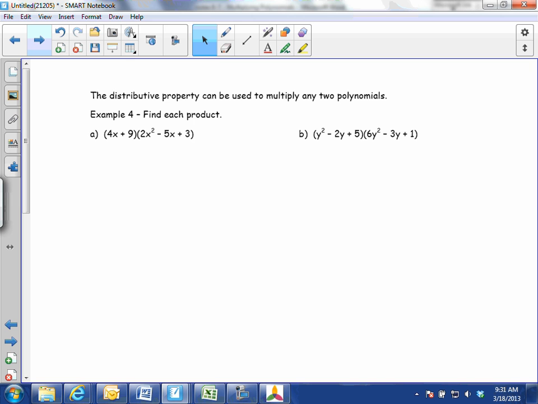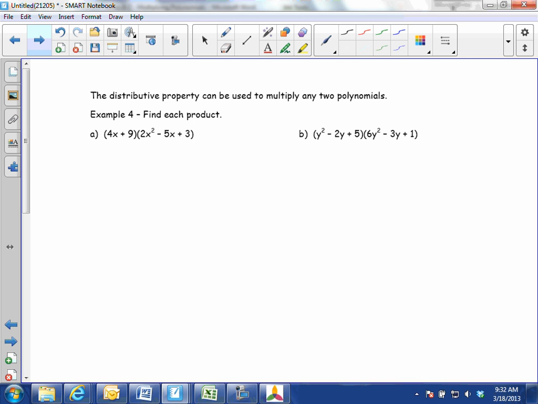Alright, the distributive property, we can use that to multiply any two polynomials. It doesn't necessarily have to be two binomials. A lot of times it is. But when I'm working with any polynomials, we're always really using the distributive property, because the FOIL method is just another way to remind yourself to multiply everything times everything.